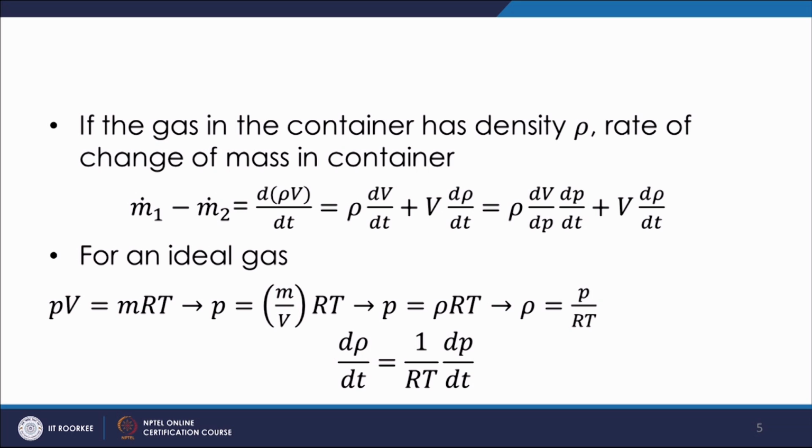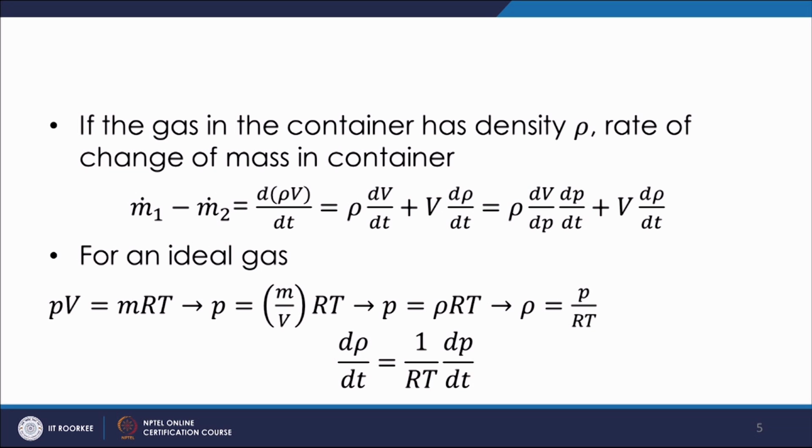Here, as I said, rho and V both are variable. So, when we differentiate, we carry out the differentiation by parts. So, we have rho dV by dt plus V d rho by dt. Now, this dV by dt I write using the chain rule as dV by dP into dP by dt, plus of course, V d rho by dt.